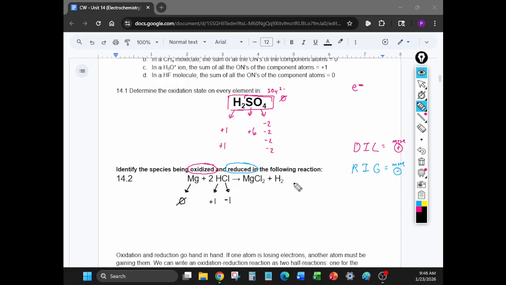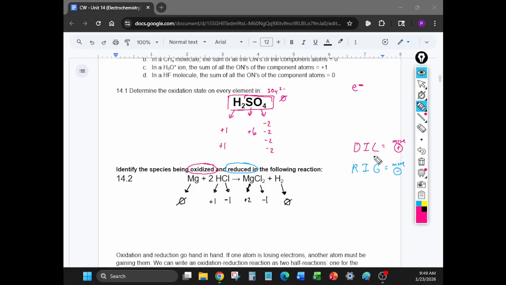All right, welcome back. So if we take a look at H2, this is the one that should be easiest. This is a diatomic gas, which is the elemental form of hydrogen, so that's going to be 0. If we take a look at MgCl2, we can identify this as an ionic compound. Mg, the most common ion, is +2. And chlorine is going to be -1. I know there's 2 of them, but each chlorine is -1, so I'm just going to mark -1.